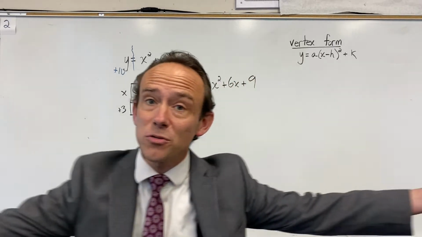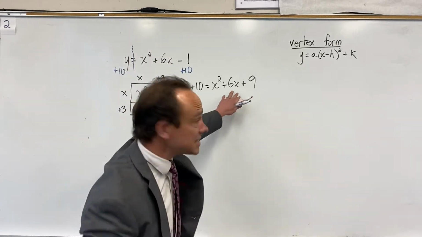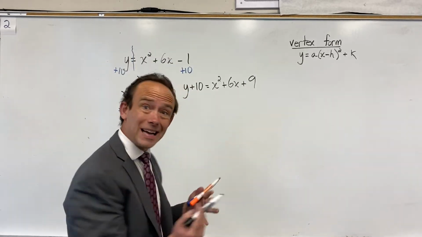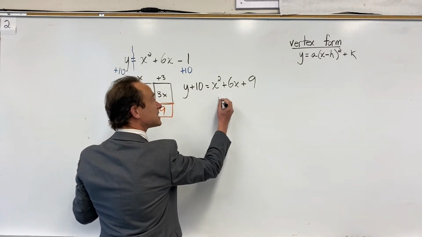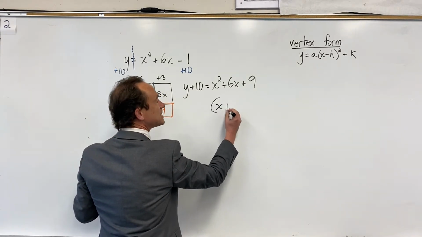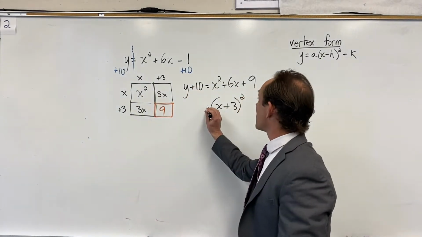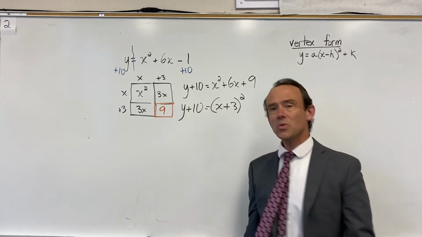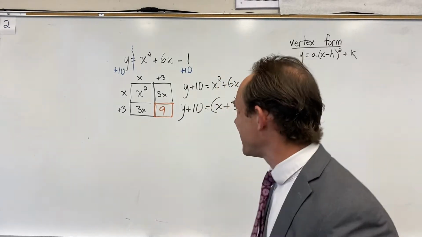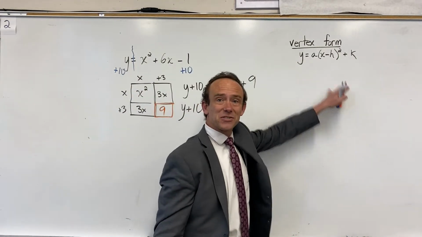Isn't that beautiful? Because this is a perfect square. So now I know that an area of x squared plus 6x plus 9 is x plus 3 squared. So that's still equal to y plus 10. Oh, we are one step away. This looks an awful lot like our vertex form.